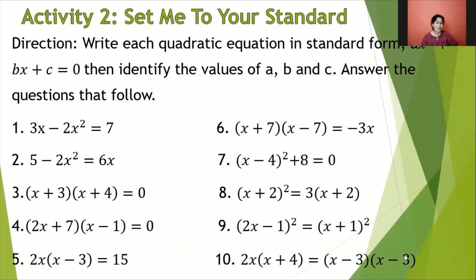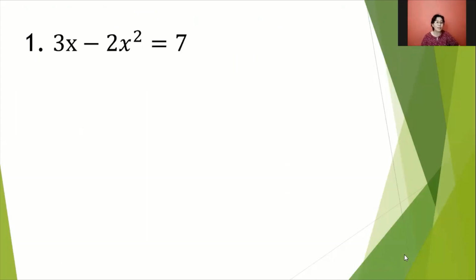Okay, let us continue. For number 1, we have 3x minus 2x squared is equal to 7. Is this a quadratic equation? Yes, this is a quadratic equation because one term is expressed in the 2nd degree. We have to arrange the given equation into standard form ax squared plus bx plus c. So see to it that the quadratic term comes first, then the linear term, followed by the constant term, equal to 0.